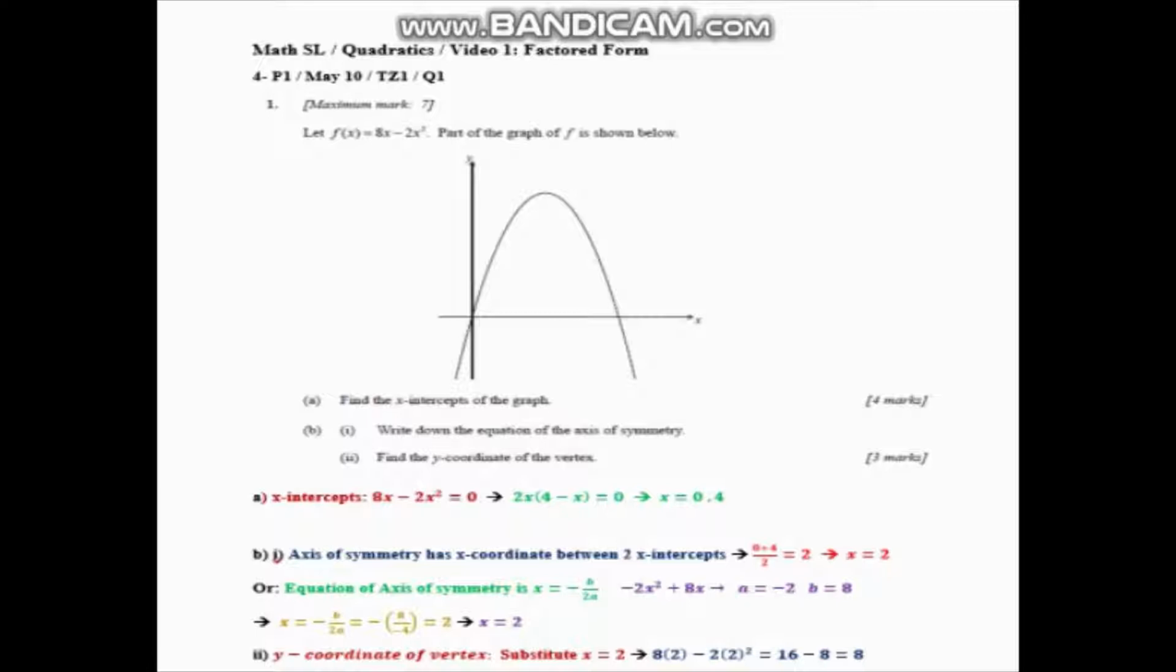Anyway, in part B we need to find the y coordinate of the vertex. I simply plug 2 into this equation right there, obtaining a y value of 8.